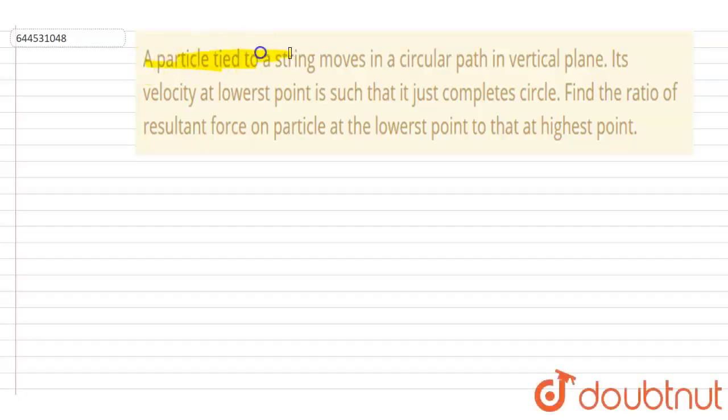Hello everyone. A particle tied to a string moves in a circular path in a vertical plane. Its velocity at the lowest point is such that it is just able to complete the circle. Find the ratio of resultant force on the particle at the lowest point to that at the highest point.